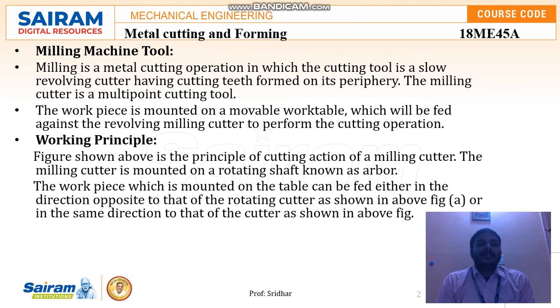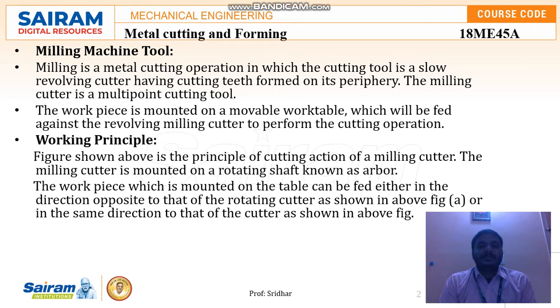First, the milling machine tool. Milling is a metal cutting operation in which the cutting tool is a slowly revolving cutter having cutting teeth formed on its periphery. The cutting tool has teeth, and those teeth are formed on its periphery. So the milling cutter is a multi-cutting tool, also called a multi-point cutting tool.